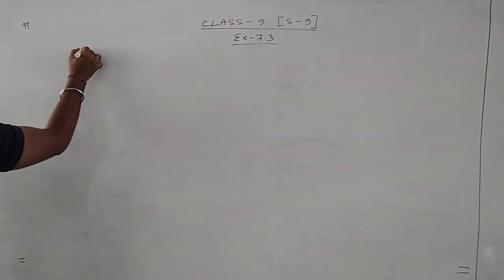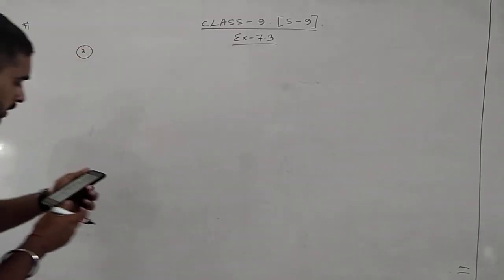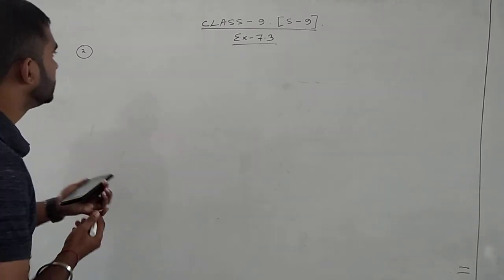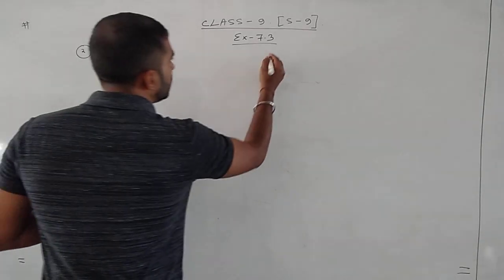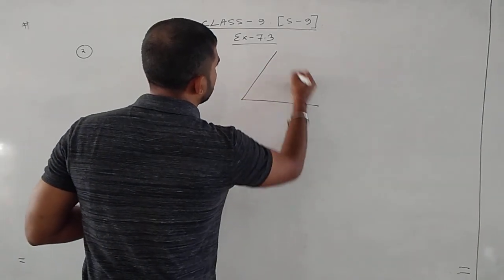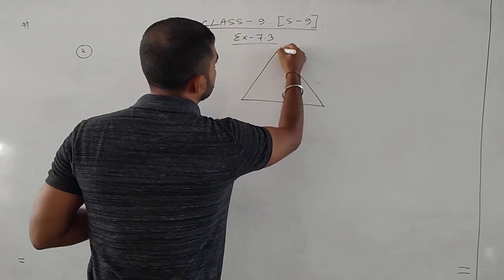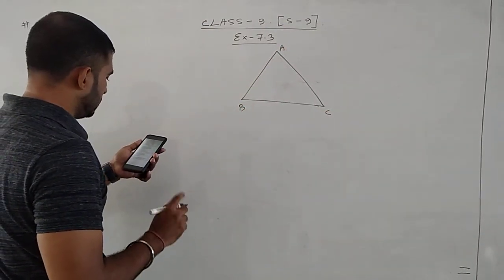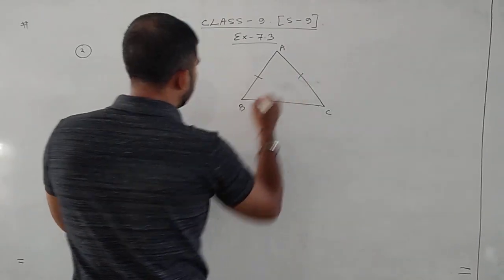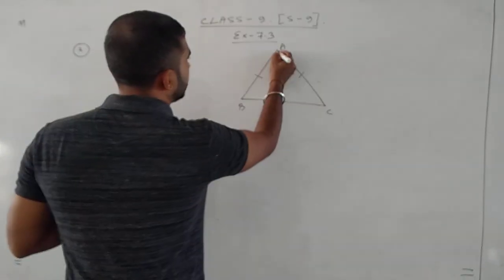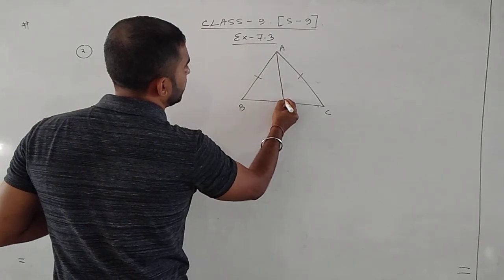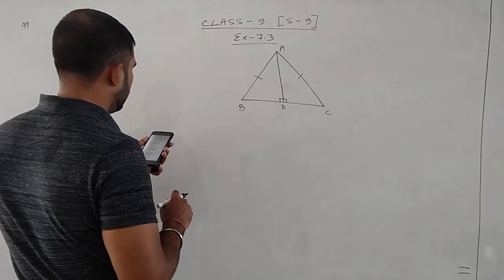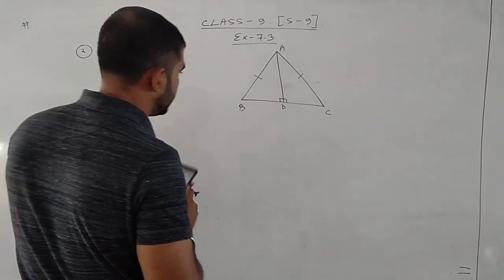Now, what is question number 2? First, read out the question. AD is an altitude of an isosceles triangle ABC. Okay, so first of all, here we have to draw an isosceles triangle ABC in which AB equal AC. AD is an altitude. Show that AD bisects BC and AD bisects angle A.